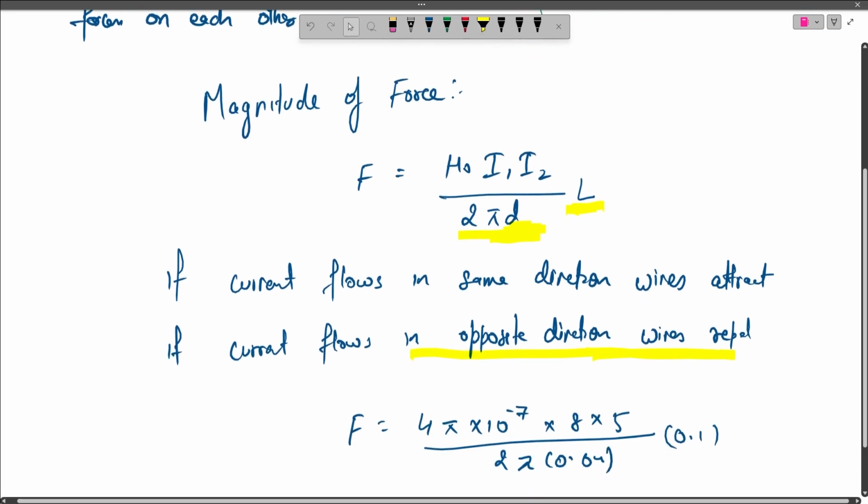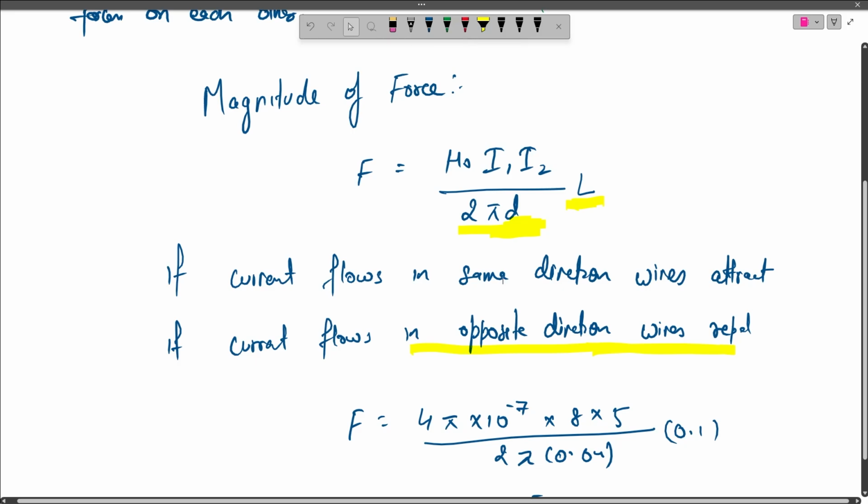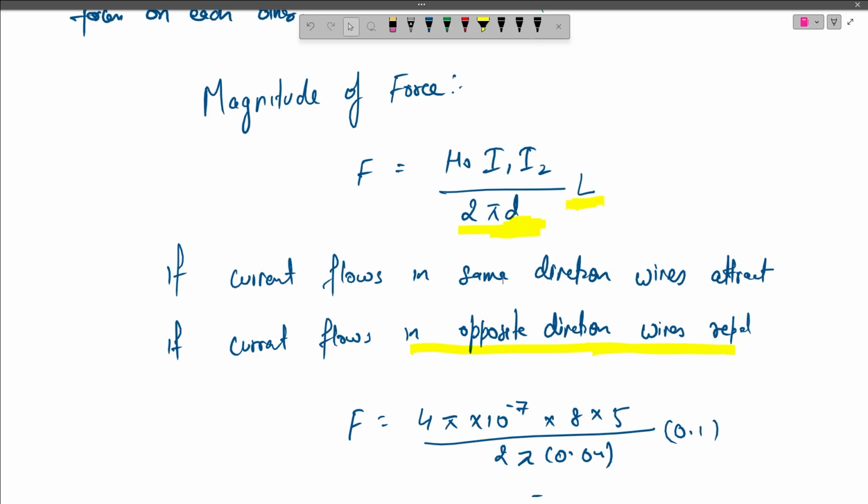Now we have been given the values of I1 and I2, that is the current in both the wires. We have also been told that they are in the same direction, current is flowing in the same direction, and we have been given the distance of separation of the wires. Now we have to calculate the force on the 10 centimeter section of wire, that is 0.1 meter.